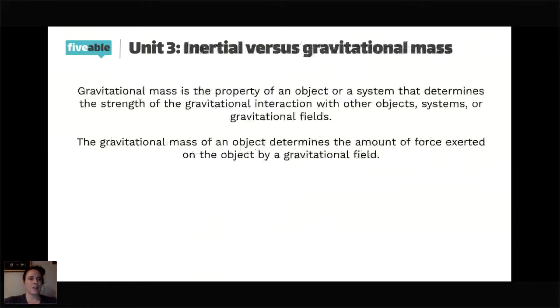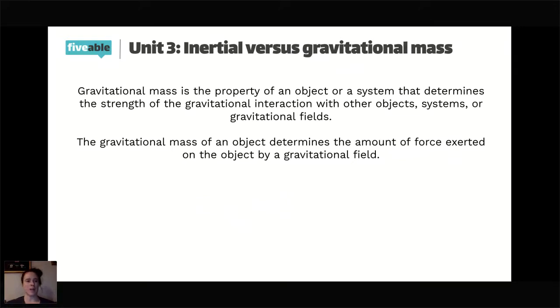Gravitational mass is a property of an object or a system that determines the strength of the gravitational interaction with other objects, systems, or gravitational fields. The gravitational mass of an object determines the amount of force exerted on the object by a gravitational field. Basically, what that's saying is if we can measure the gravitational force on an object, we can determine the mass of whatever object made that field in the first place. And we call that its gravitational mass.